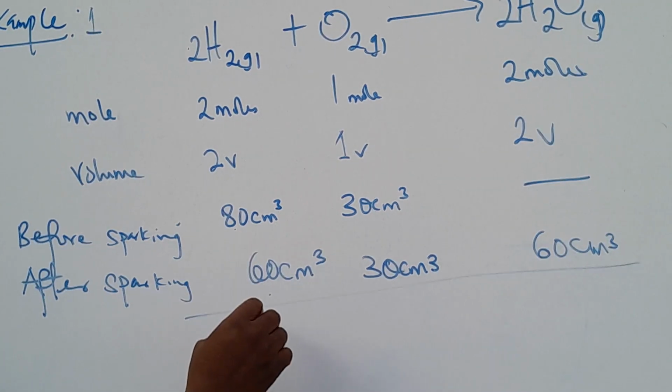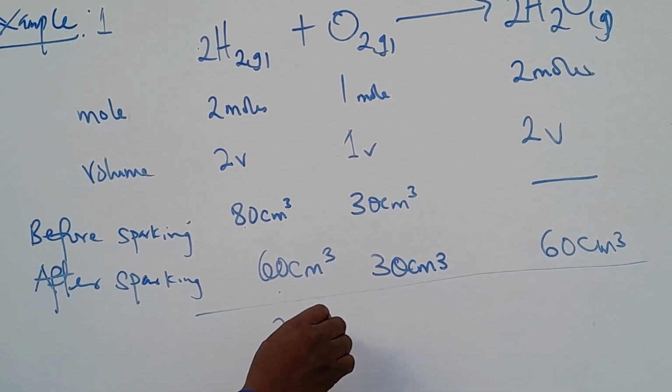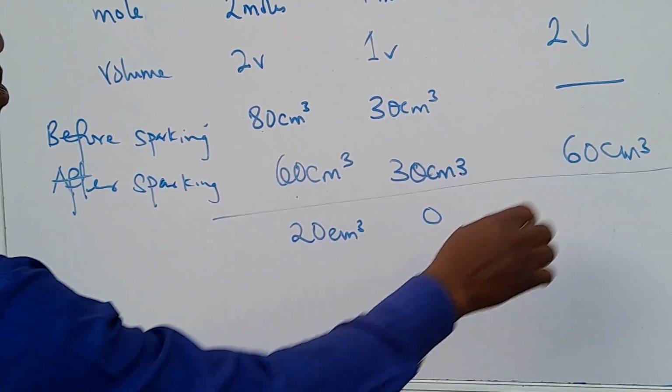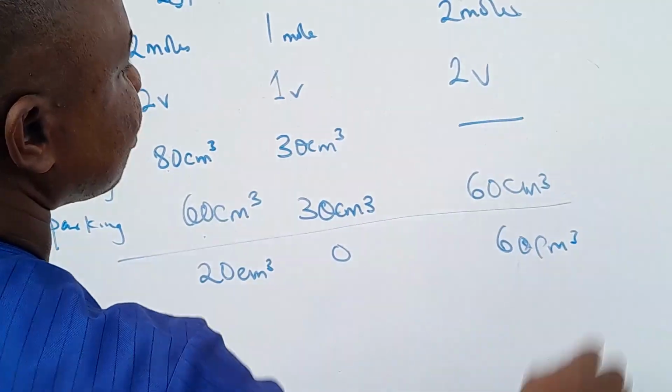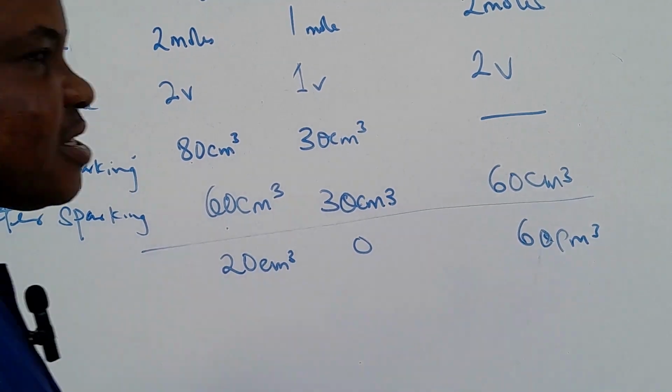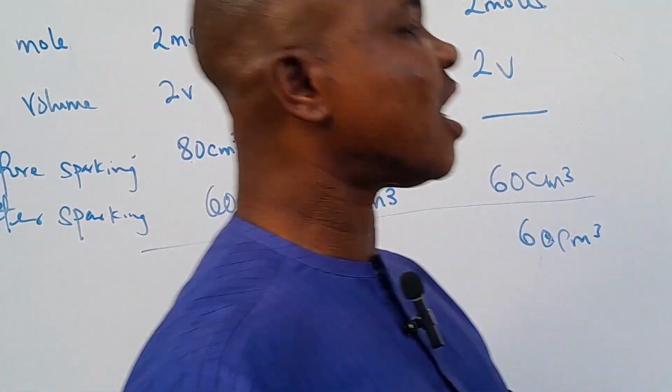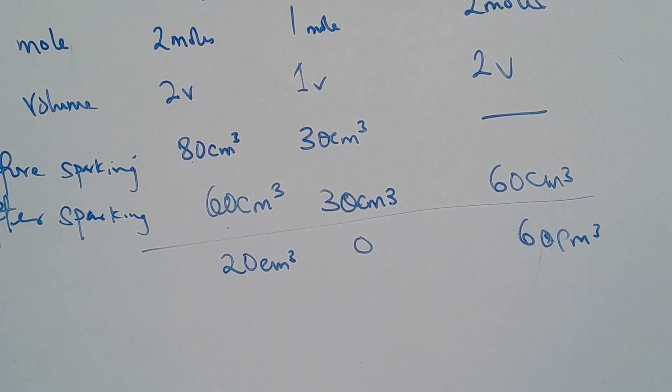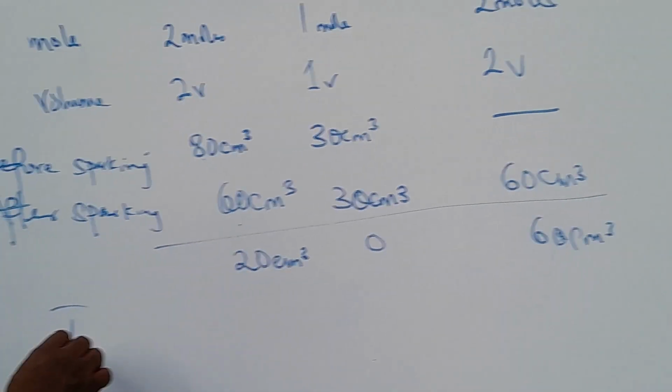The differences there is what? 20 cm cube. The difference is 0. While the difference is 60. Now, the question asks, what is the total volume of the gas left? Let's calculate the total volume of the gas left.